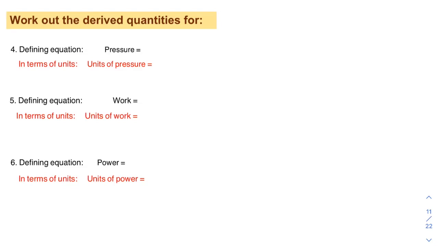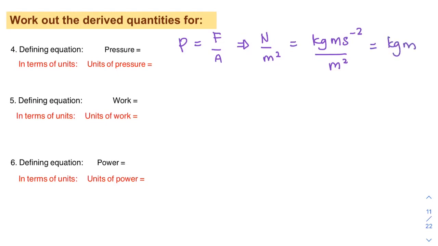Then let's work out the derived quantity for pressure. Pressure is defined as force per unit area. So the force is Newton over meter squared in terms of unit. And within Newton itself is kilogram ms-2 over m squared. So you can have kg m-1 s-2. This is equivalent to Pascal. So Newton per meter squared, or kg m-1 s-2, is the basic unit for Pascal.